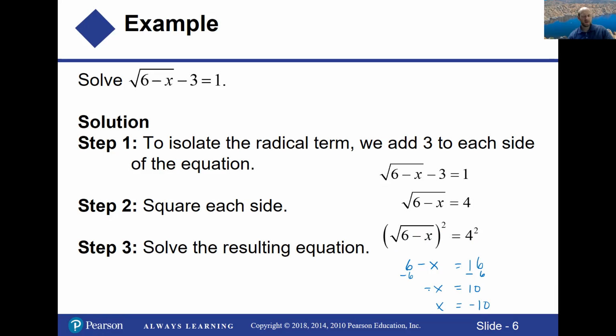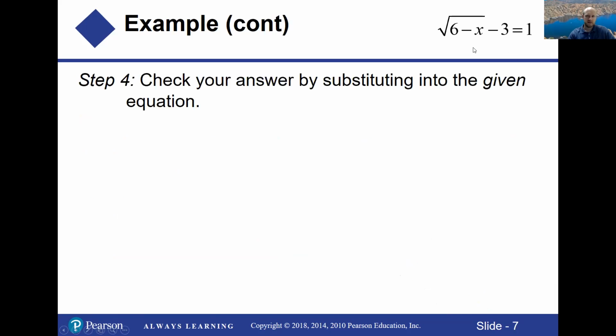And then we still have to check that answer. I think I have that on the next slide. I'm just checking. And I do. So we're going to check if -10 is in fact the solution. So here's our original equation. We substitute it back into the given equation, or what we originally had. So we had gotten -10. So I'm going to say 6 minus, now don't get this messed up, 6 minus a -10, right?